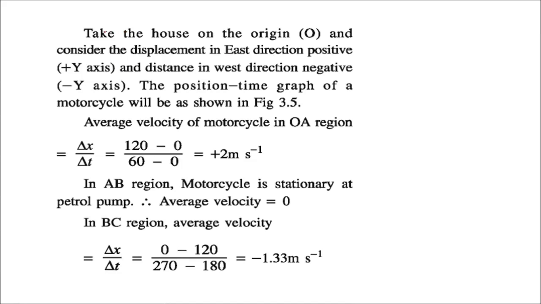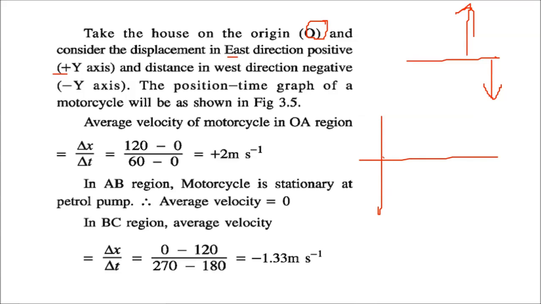So take the house as the origin. We can consider the displacement in the east direction, which is positive y. This is positive y and here we can take negative y. So the position-time graph you saw in the figure. So the average velocity of the motorcycle in the OA region, that means this region. Because delta x, it started from 0, so it reached 120 meters. So 120 minus 0, then it started at 0 time and the time it took was 60 seconds. So 60 minus 0, that is 120 by 60, so 2 meters per second.